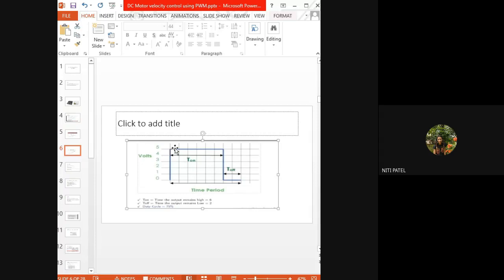T on is 1, 2, 3, 4, 5, 6 cycles. So T on is equal to 6 cycles. T off is equal to 2 cycles. So the total time period is 6 plus 2, which is equal to 8 cycles.